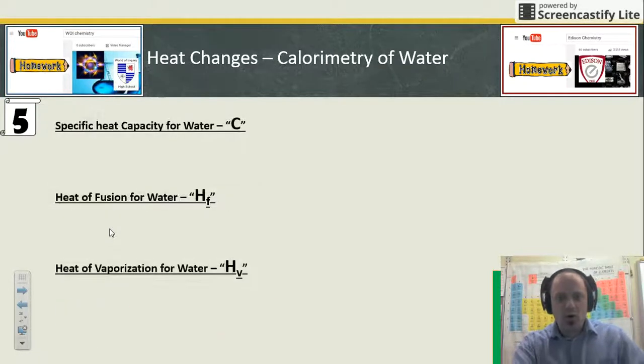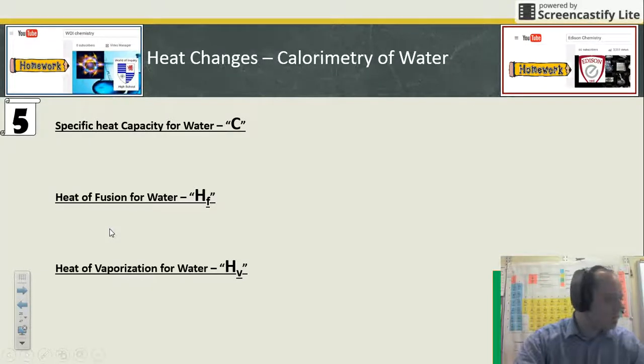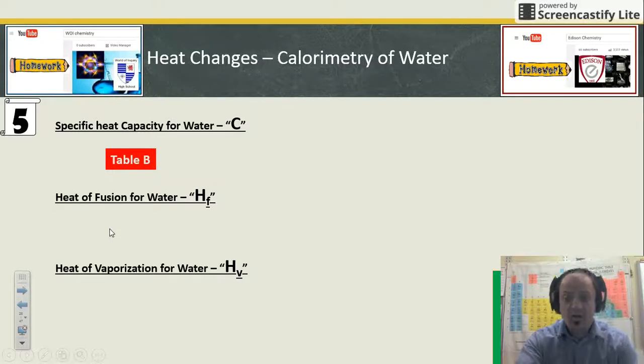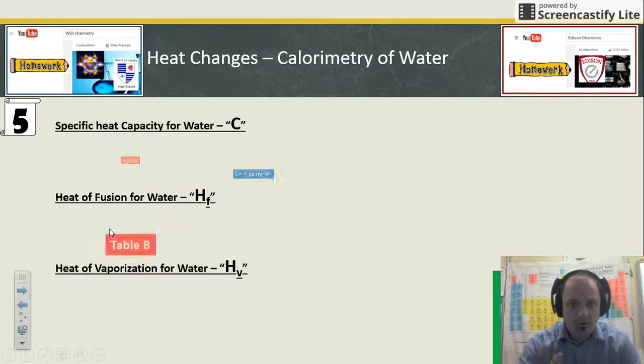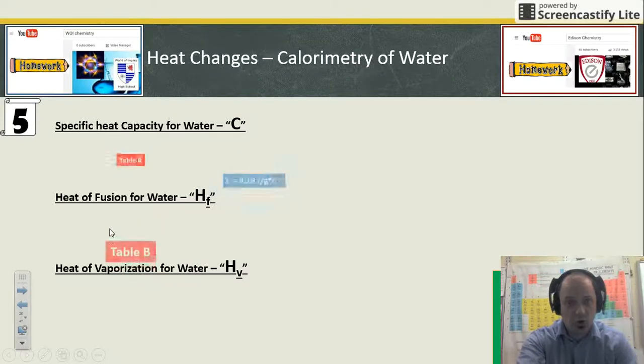Okay, so specific heat capacity. These are all variables found on the reference tables. I think it's Reference Table B right here. C is the specific heat capacity. It is 4.18 joules per gram degree Celsius. It's kind of showing up there.